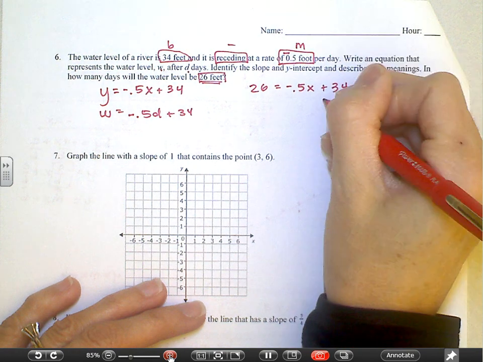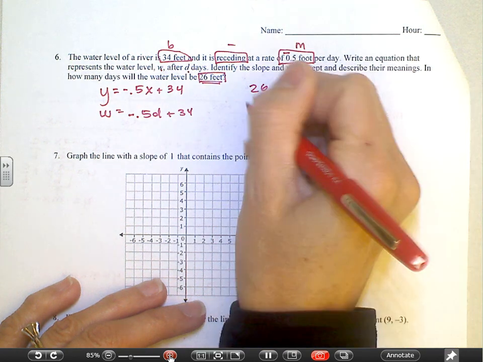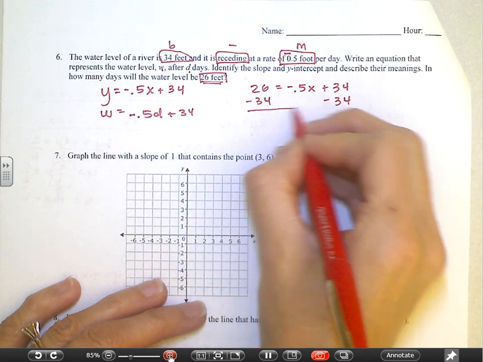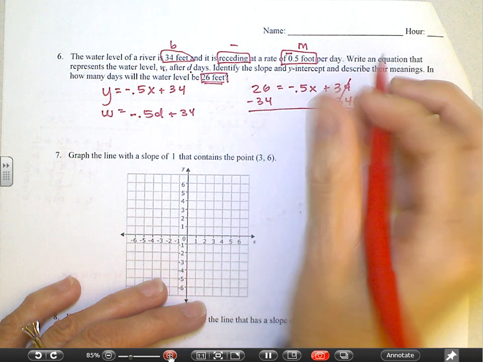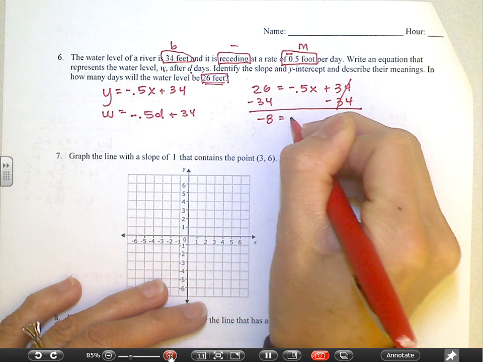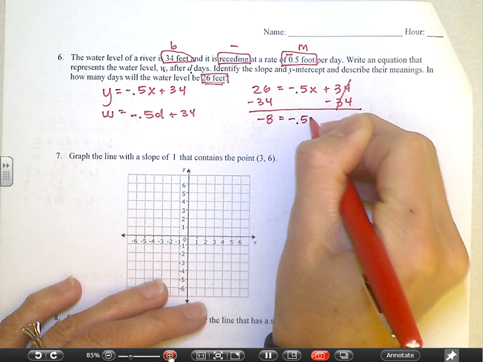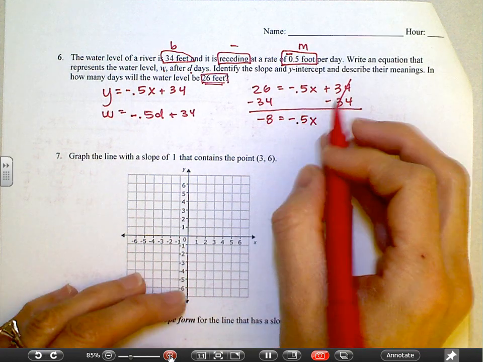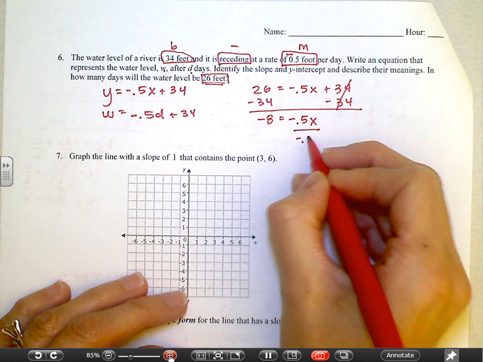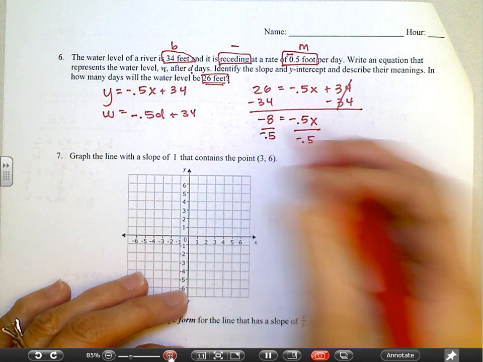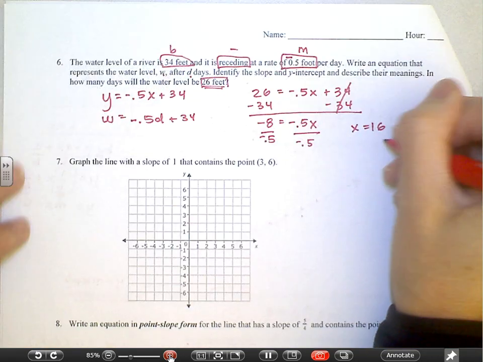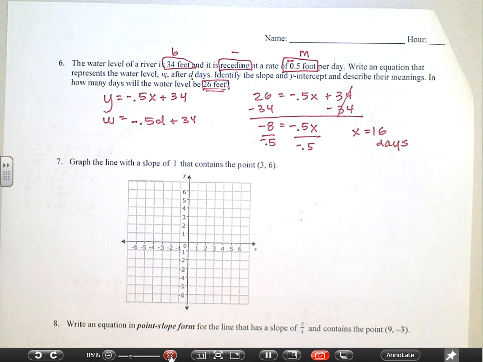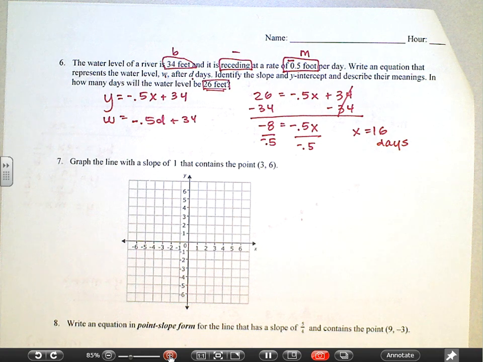And then you're going to subtract 34 from both sides. So it goes away here, and over here you have negative 8. So you have negative 8 equals negative 0.5x. You divide both sides by negative 0.5. You should get x equals 16. So after 16 days, the water level will be 26 feet from 34 feet.